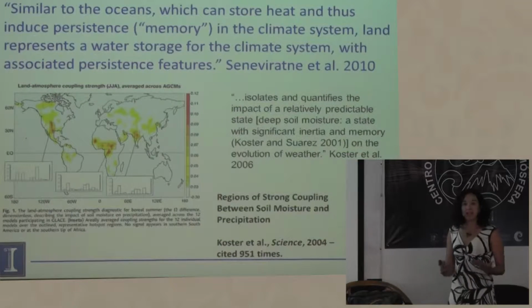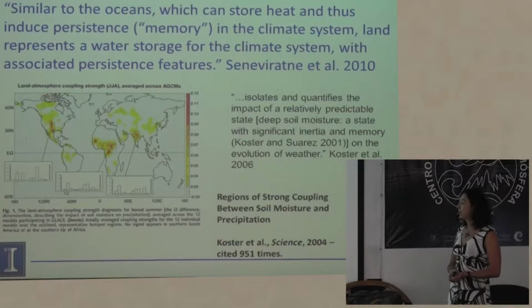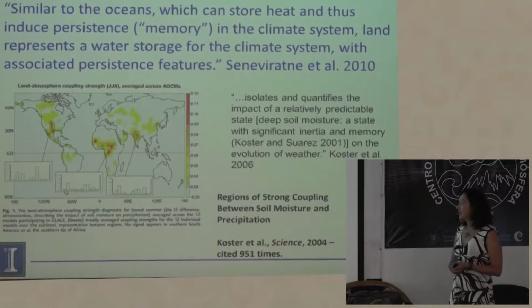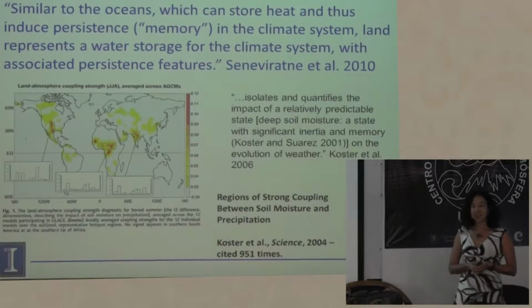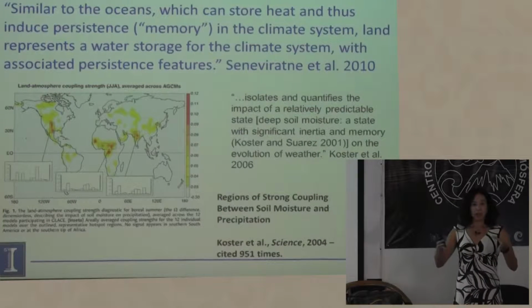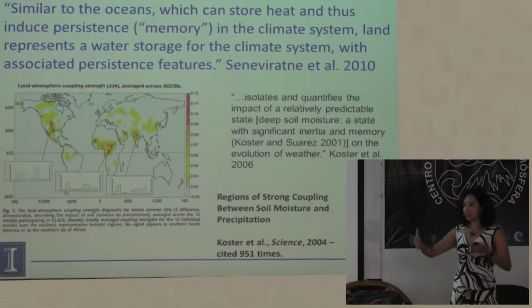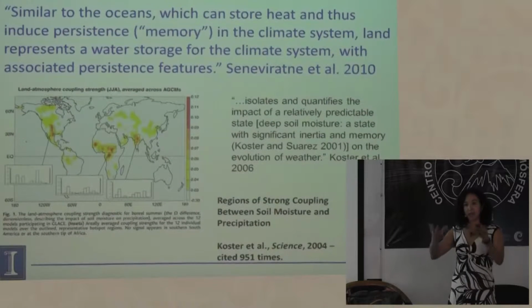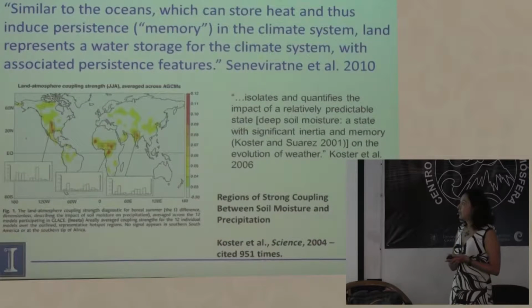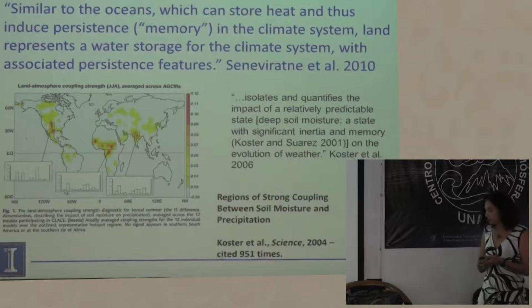Okay, so why study land-atmosphere interactions? I'm going to give a quote from Sonoridad Mineral 2010. Similar to the oceans, which can store heat and induce persistence of memory in the climate system, the land also represents a storage of water. So when it rains, the land can store it and later re-evaporate it. So it is also associated with these persistence features.